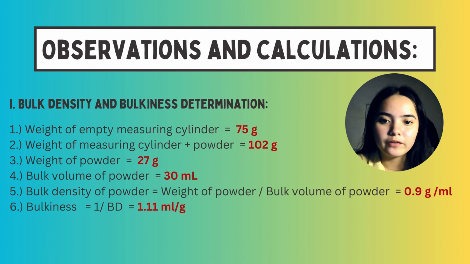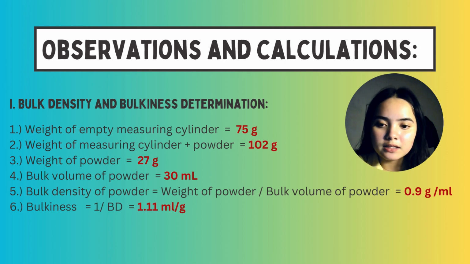So for the observations and calculations, we have the bulk density and bulkiness determination. First, the weight of empty measuring cylinder is equal to 75 grams. Second is the weight of measuring cylinder plus powder, which is equal to 102 grams. Third is the weight of powder, which is equal to 27 grams. Fourth is the bulk volume of powder, which is equal to 30 ml.